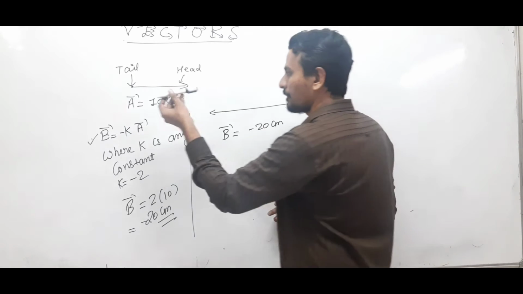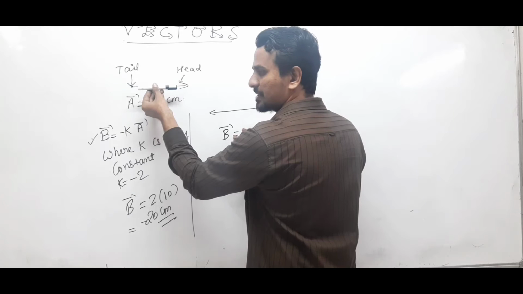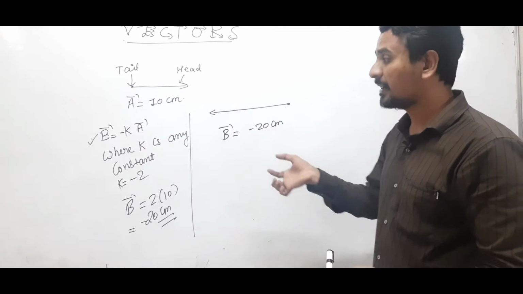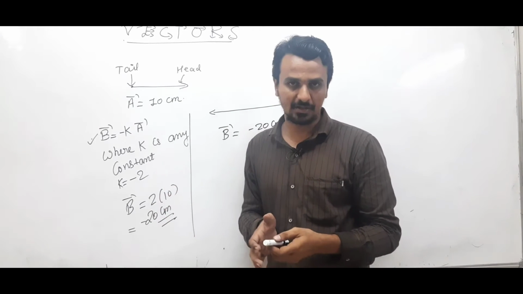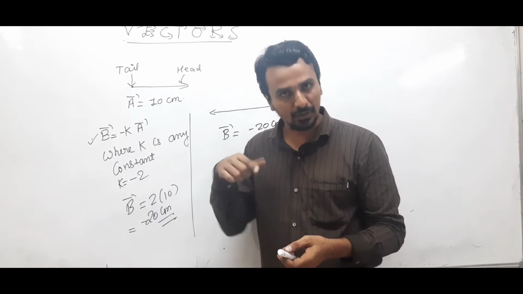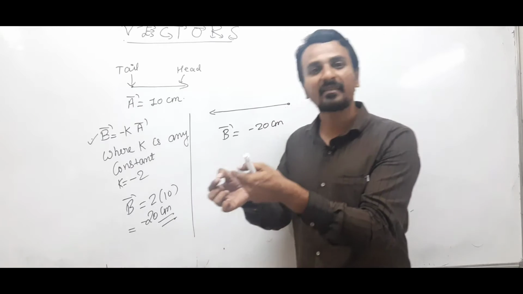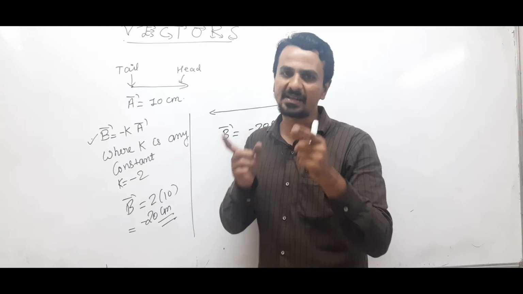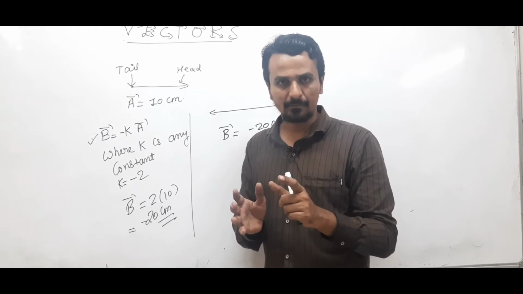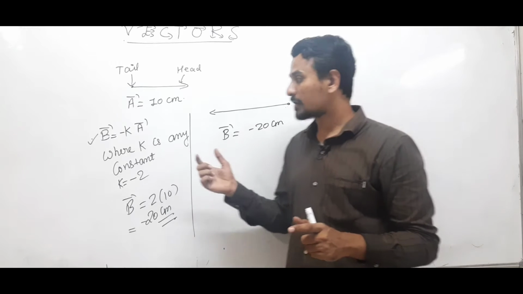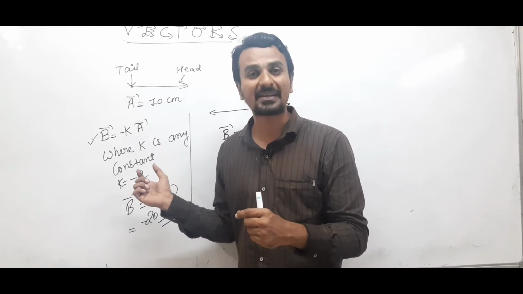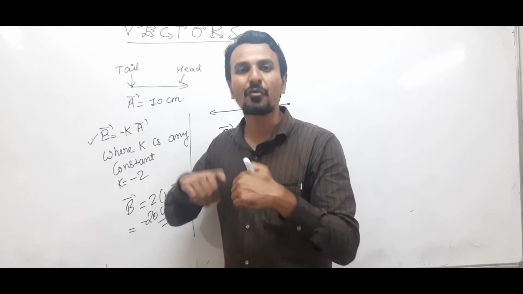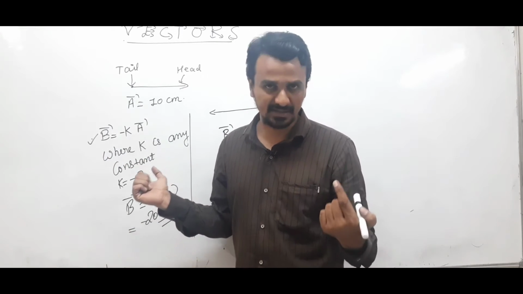So you just have to reverse the direction of the other vector when it is multiplied by a negative constant. If it is multiplied by a positive constant, you need to just increase the magnitude that many times, keeping the other vector in the same direction as that of the first vector. Clear? First k was a positive constant, so the other vector was in the same direction as a. But it was twice the vector a and along the same direction.